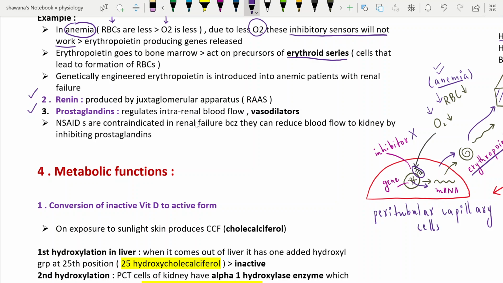Also, genetically engineered erythropoietin is available, and it is injected into anemic patients with renal failure. The second hormone which is produced is renin. I will make a separate video on the RAS system. For now, just remember that renin is produced by the juxtaglomerular apparatus. In the upcoming video, I will discuss the location of this apparatus, what RAS is, which is the renin angiotensin aldosterone system, and how it works.